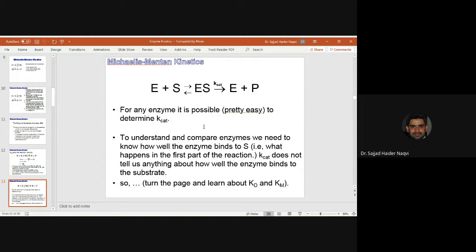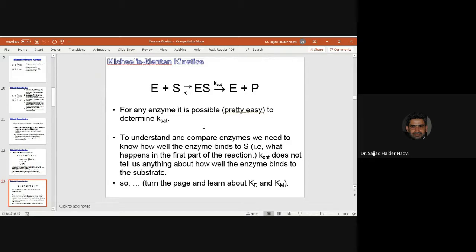Now I'm going back to my point. I said that enzyme velocity and enzyme kinetics are mainly dependent on the kcat. Why? Because the enzyme velocity is actually determined when the enzyme substrate complex dissociates into enzyme and product. But what I'm saying is that the kcat does not tell us how the substrate binds with the enzyme. That step happens before the kcat.